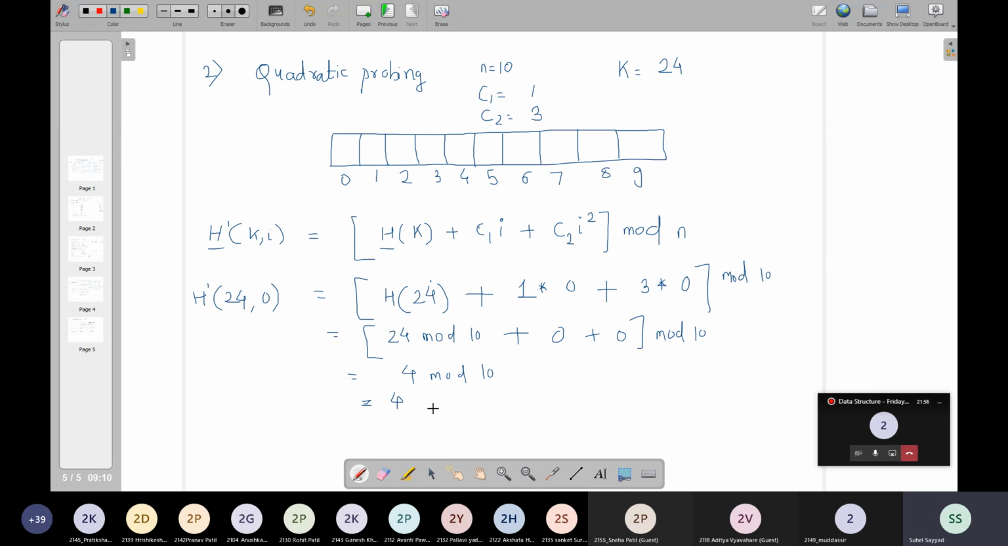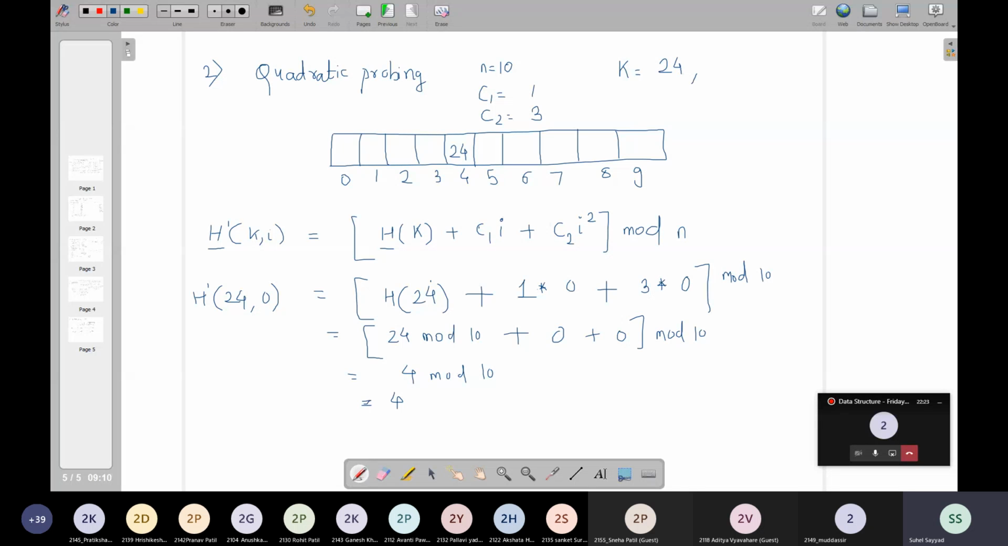As it is the first element, it will not find any collision, right? So I store 24 at hash value 4. Is it understood, students, how this example is solved? How we substituted the value of k, I, and C1 and C2? Yes, students? Yes, sir. Okay.